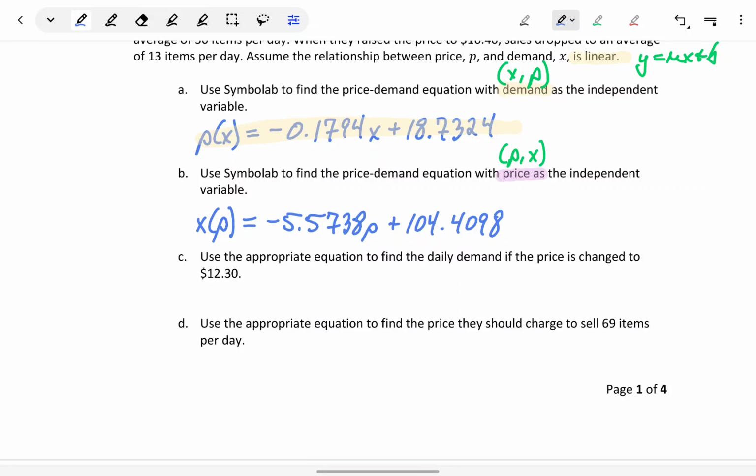In part C, we want to use the appropriate equation to find the daily demand if the price is changed to $12.30. In this case, we're given a value for lowercase p, the price. We want to find out what the corresponding x value would be. So that tells us we want to use that second function and evaluate x of 12.3.